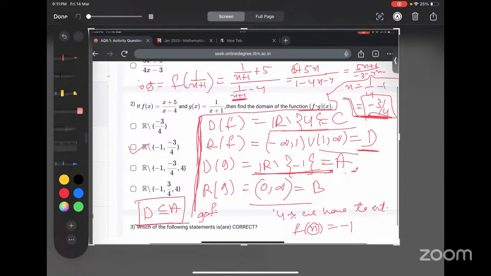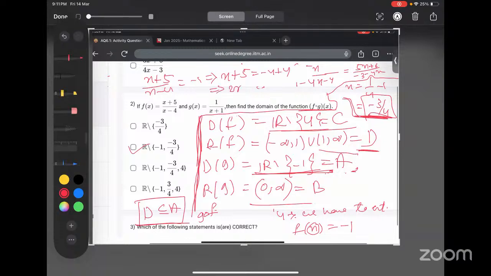R minus 3. Okay, let us check. So x plus 5 by x minus 4 is equal to minus 1. So x plus 5 equals minus x plus 4. That means 2x plus 1 equals 0. That means x equals minus half, right? Minus 1 by 2. We have to exclude minus half from C. So it will be R minus half, comma 4, right?